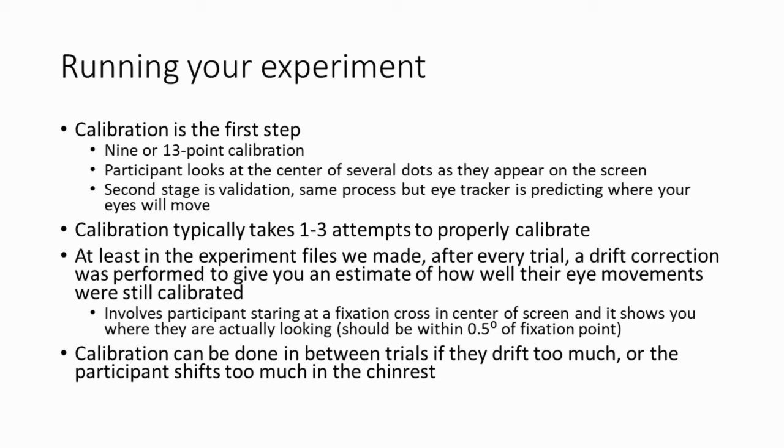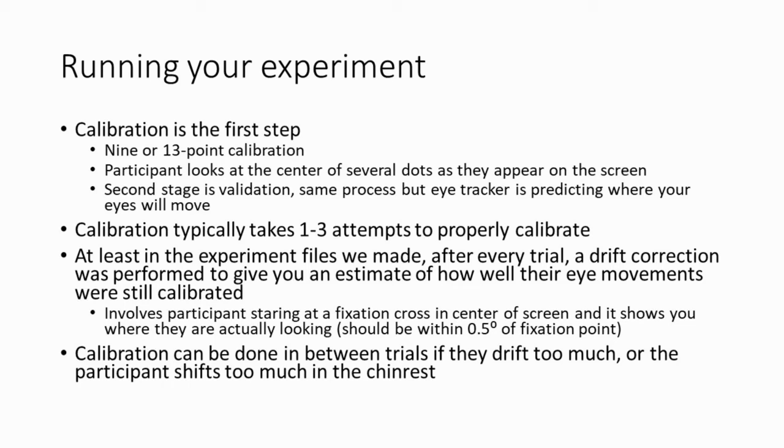There's really only a few steps you have to do besides running them through the experiment. You just have to calibrate their eyes with the eye tracker. You can use a 9 or 13-point calibration, again, whichever one your field prefers. This just involves the participant looking at the center of several dots as they appear on screen. The second stage of this is validation, where the eye tracker is sort of predicting where their eyes will move, but again, they're just looking at dots on the screen. This might take 1 to 3 attempts because you want to make sure the calibration accuracy is below half a degree, which we typically get within 3 attempts. It only takes about 5 minutes in total.